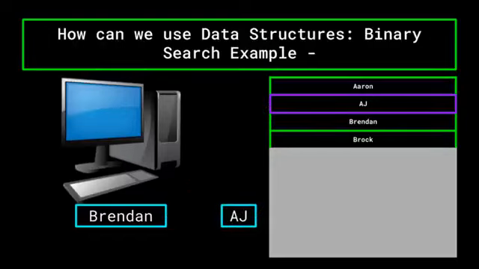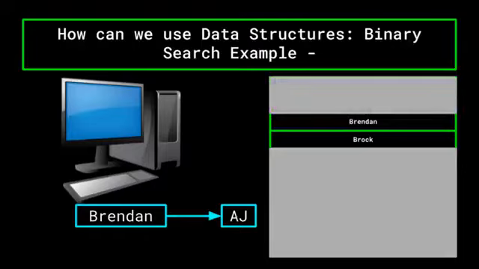Going back to our example, let's say the middle index of this new list is AJ. Now we know that Brendan comes after AJ alphabetically, so what we can now do is ignore the top half of the list, since we know that if Brendan is in the list, it's not going to be in the top half of our list.